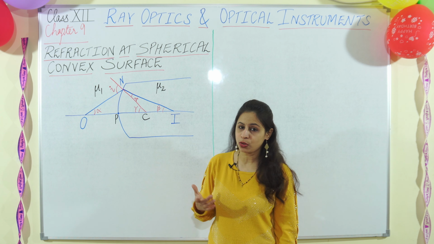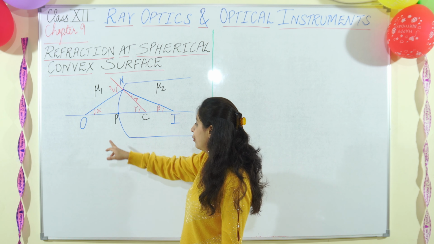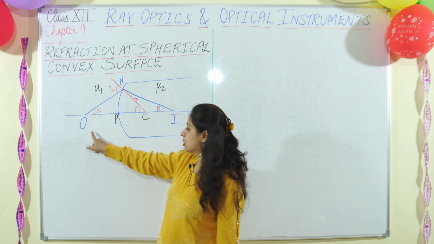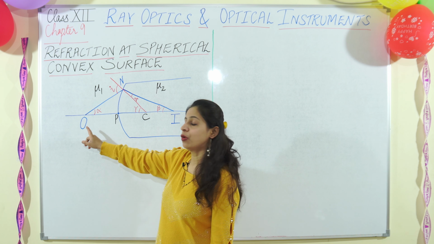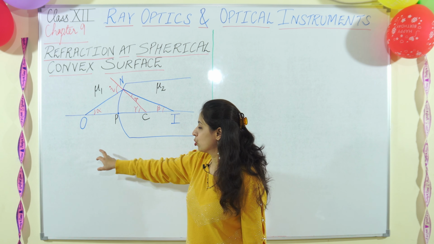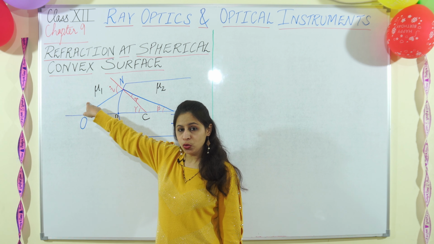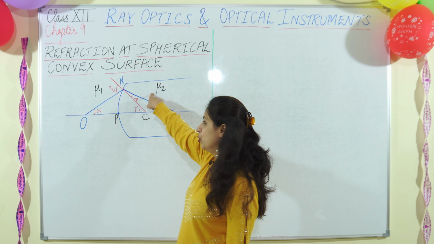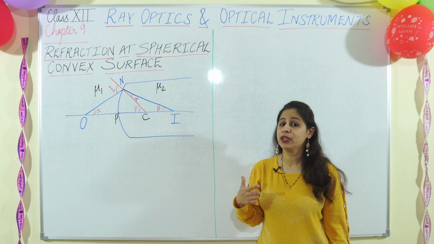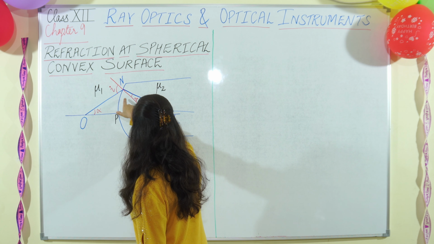We already know what is convex surface and concave surface. This is the convex surface shown over here. We already know all these terminologies: the pole, the center of curvature. This is the source position, or we can say the object position, from where the light is entering. So the light is entering from the medium having refractive index mu1 to the medium which is having the refractive index mu2. Okay, and over here we can see the normal is drawn.